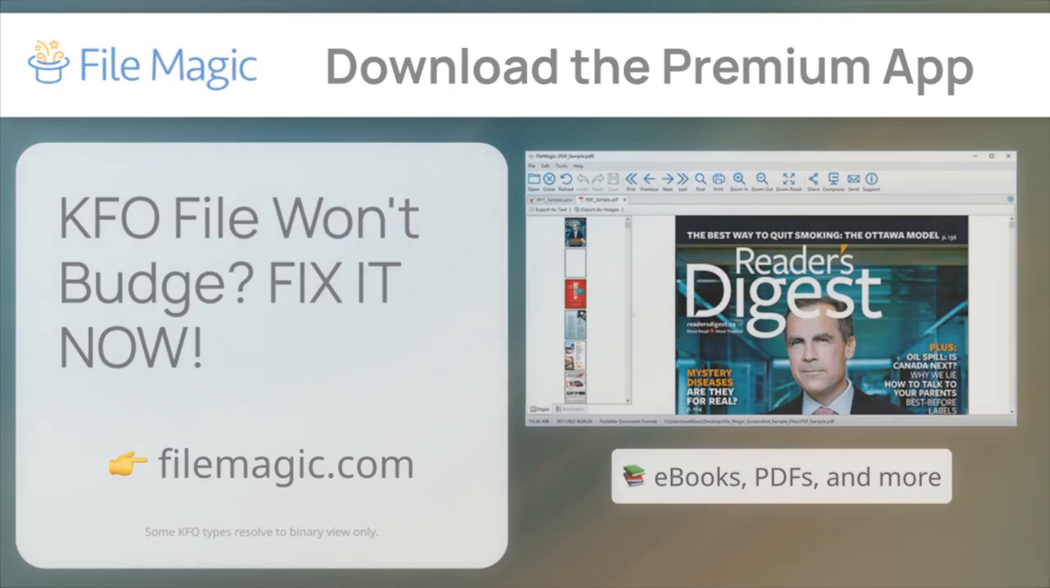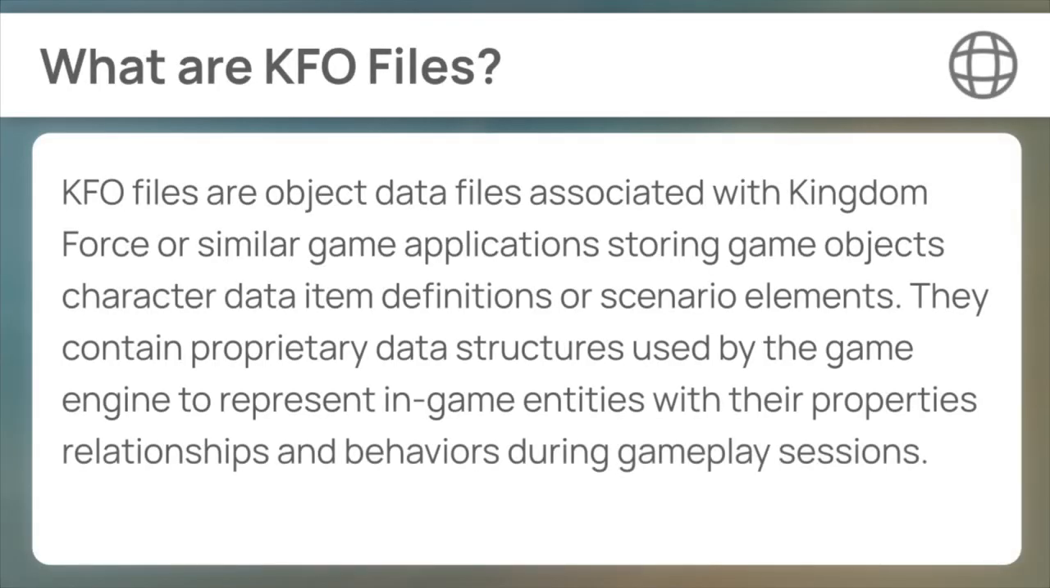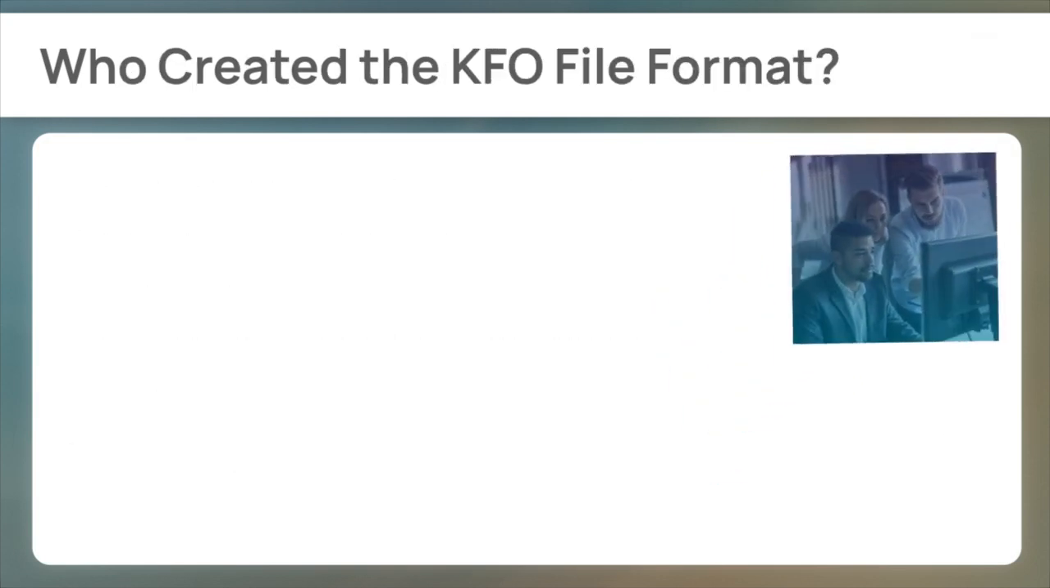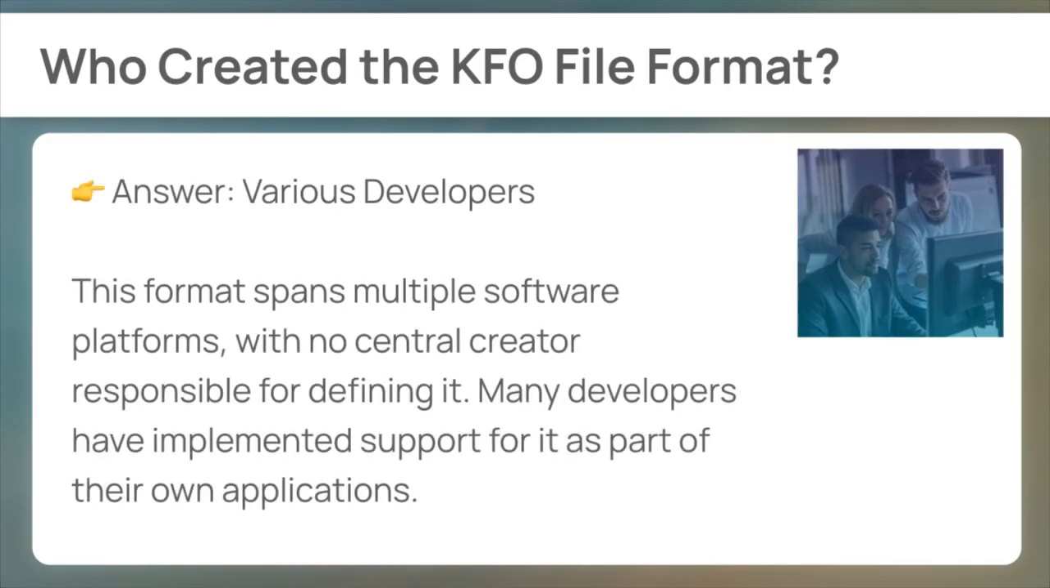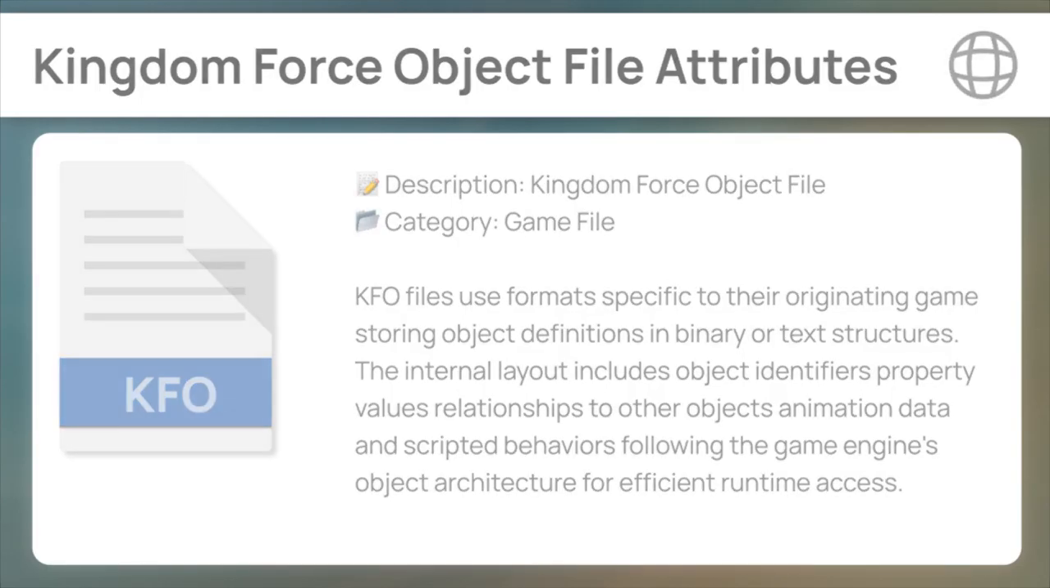KFO files are object data files associated with Kingdom Force or similar game applications, storing game objects, character data, item definitions, or scenario elements. They contain proprietary data structures used by the game engine to represent in-game entities with their properties, relationships, and behaviors during gameplay sessions. KFO files use formats specific to their originating game, storing object definitions in binary or text structures. The internal layout includes object identifiers, property values, relationships to other objects, animation data, and scripted behaviors following the game engine's object architecture for efficient runtime access.